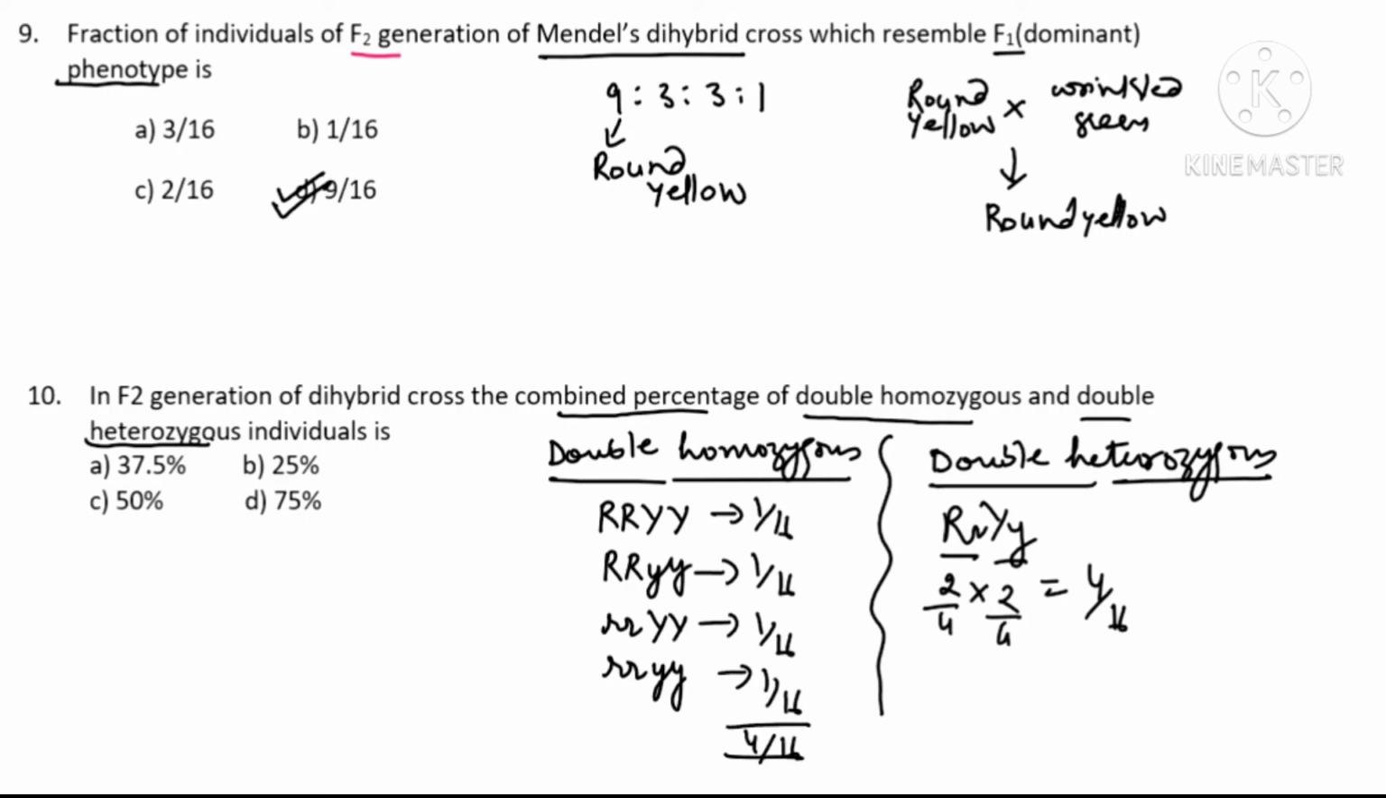So question is you have to tell the combined percentage of double homozygous and double heterozygous. So total combined will be 8 by 16. 4 from here, 4 from here, the total will be 8 by 16. You have to just multiply it by 100 and you have to give the answer. Try it, you will get the answer easily. Is it clear? Your answer will be coming 50%.